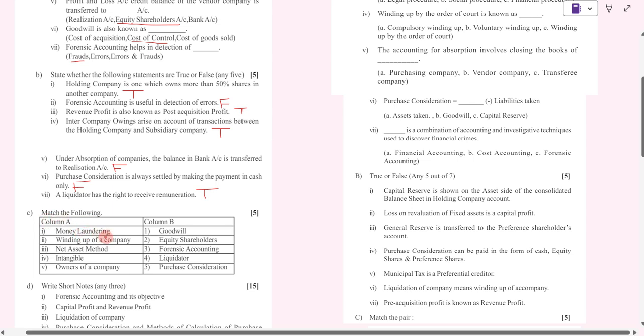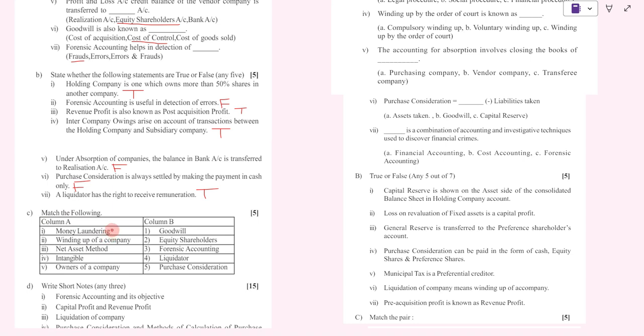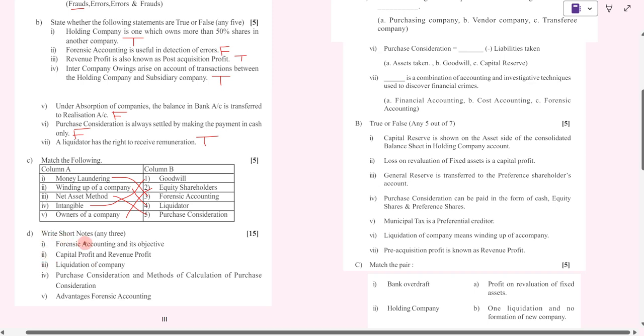Next, match the following. Money laundering, forensic accounting; winding up of the company, liquidator; net asset method, purchase consideration; intangible assets, goodwill; owners of company, equity shareholders. And next is write the short notes. So these were the short notes.